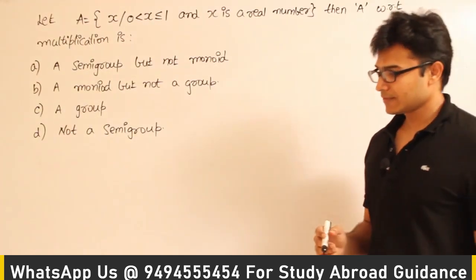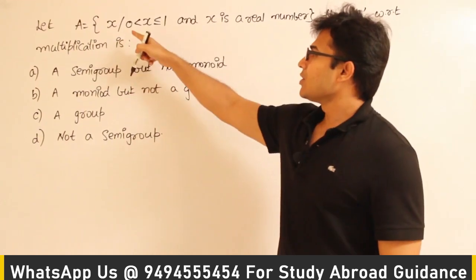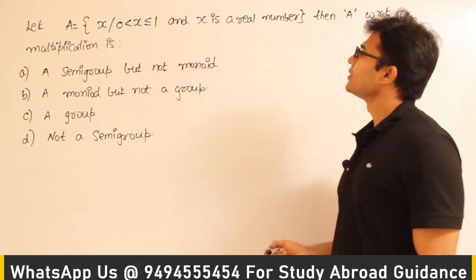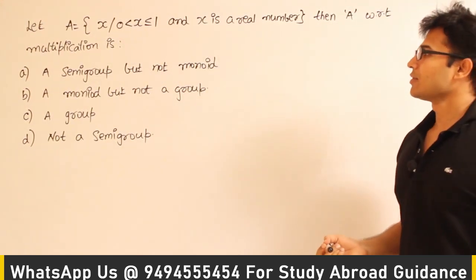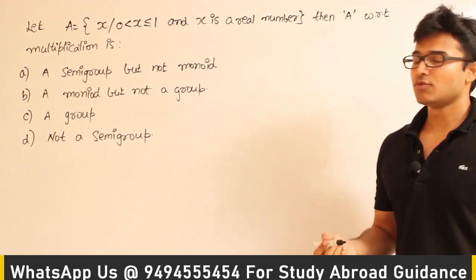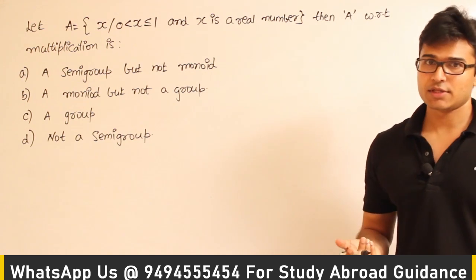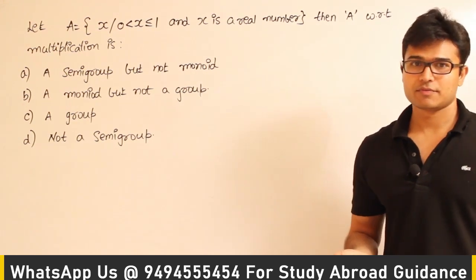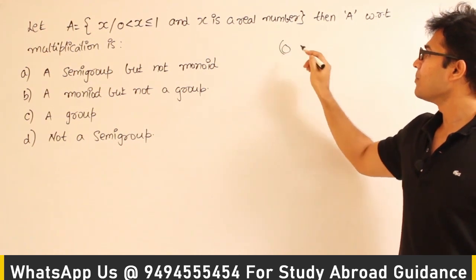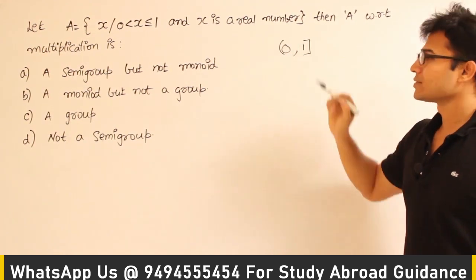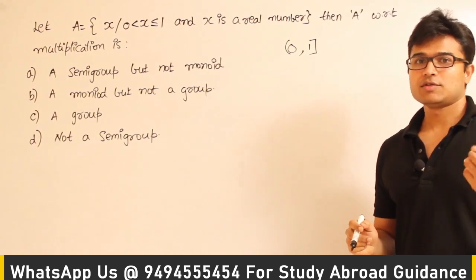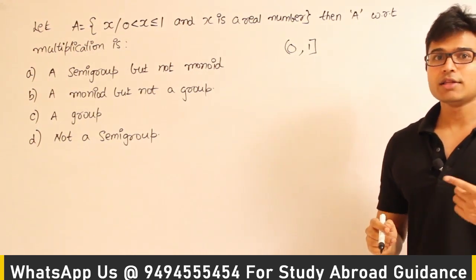Now let's see this question. Let capital A equal the set of x such that 0 is less than x less than or equal to 1, and x is a real number. That means they are talking about all the real numbers possible between 0 and 1, but not including 0 and including 1. So it is (0, 1], open at 0 and closed at 1. It contains every number from 0 to 1, excluding 0 and including 1, all the real numbers.